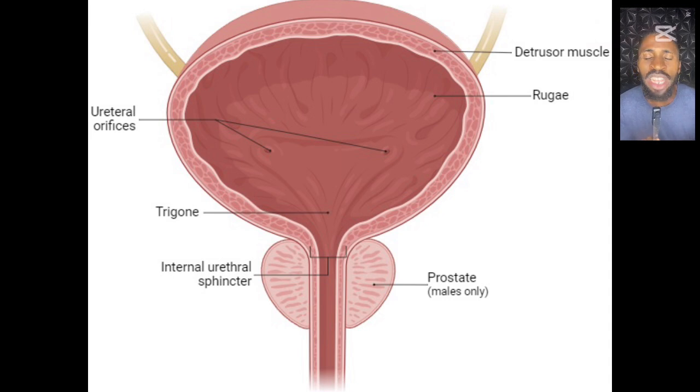Don't forget, when it reaches 500 ml, the detrusor, which is the muscle in the bladder, begins to stretch. And when it starts reaching up to 800 ml, you cannot hold the content of the bladder again.